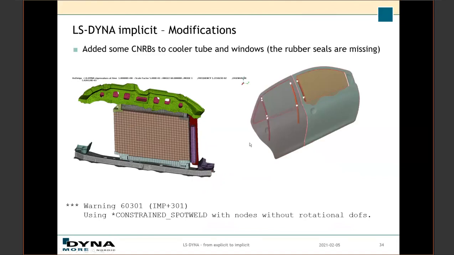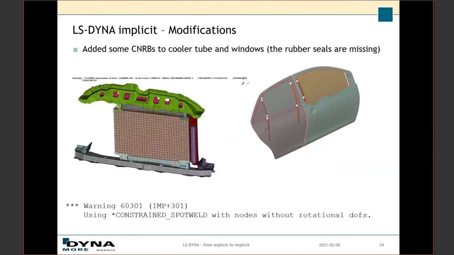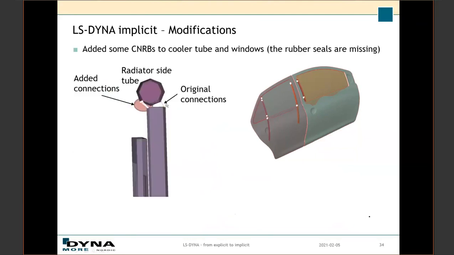Then I also added some extra constraint over the components between the windows and the doors, since the rubber seals are missing. And there was a very low frequency mode of the windows moving inside the doors. So I constrained them harder to the structure. Here you can see, and I think this is also closer to reality. Probably in reality, you don't have vibration like this at the top. It's probably attached more firmly to the top.